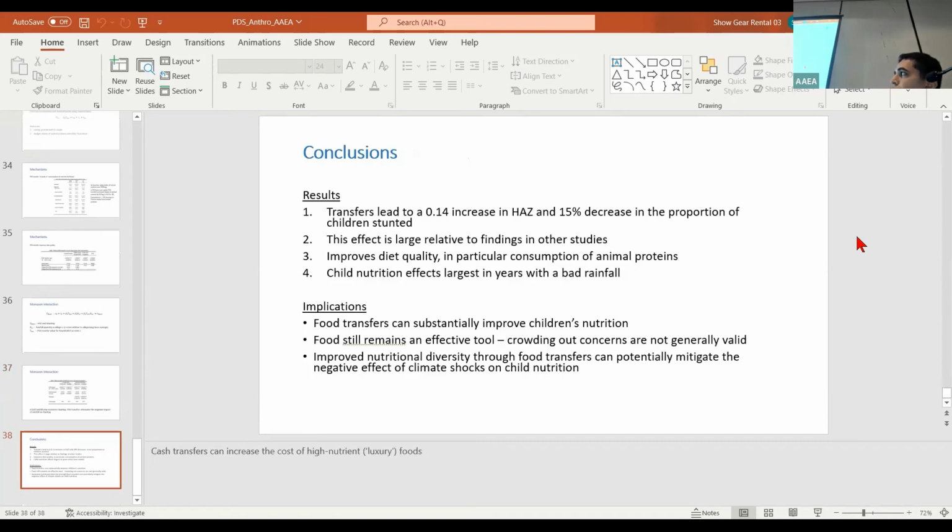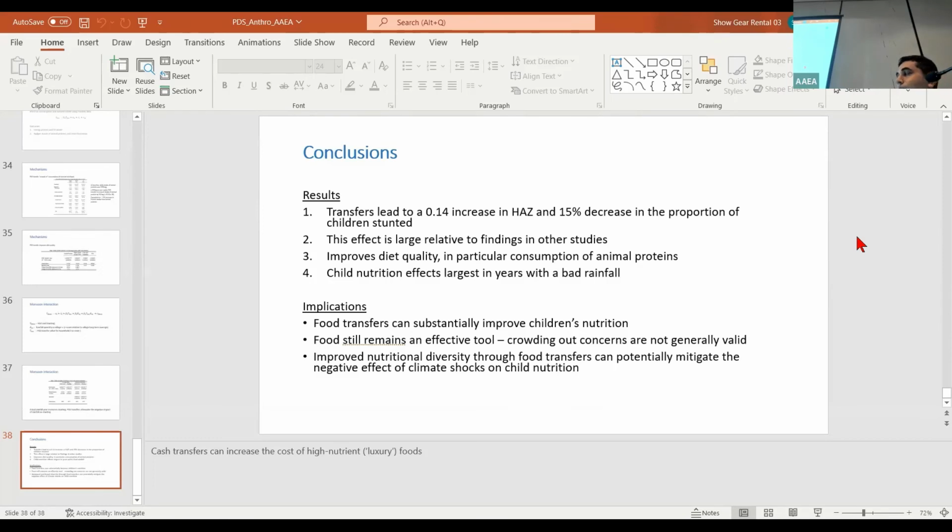So just to conclude, we find really large effects of transfers on child stunting, and this effect is large relative to previous studies, and we show that it works through the improvement in dietary diversity, particularly the consumption of animal proteins increases, and these effects are large in years with a bad rainfall shock. And lastly, the implication is that food transfers are still good.